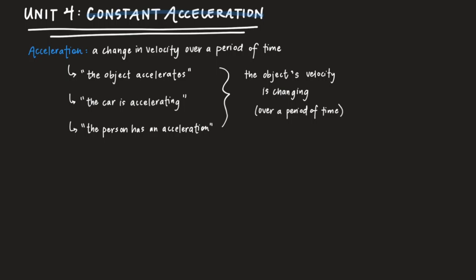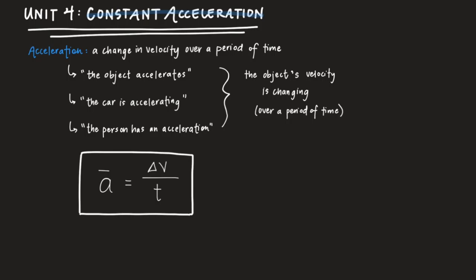So now to talk about the equation for acceleration, we write acceleration as an A, which is really nice, A for acceleration. So the definition of acceleration gives us the equation. So the acceleration, or the average acceleration of an object, is equal to the change in velocity, remember delta V, delta means change, the change in velocity over the time, or divided by the time. So that's our equation, it's pretty simple.